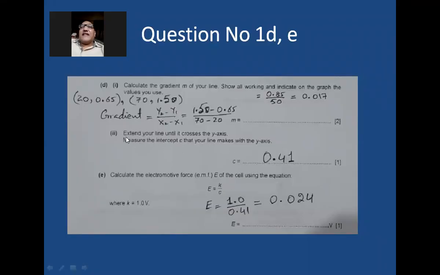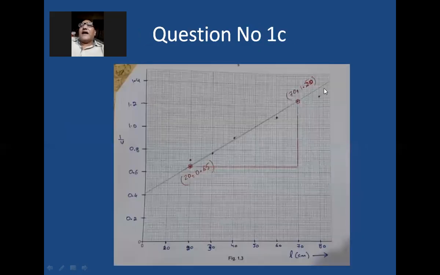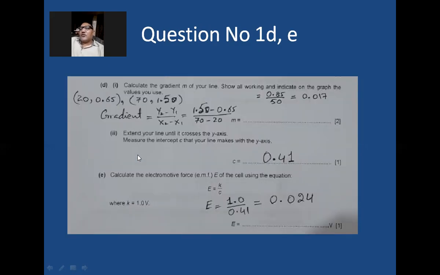And then the next question is, extend your line until it crosses the y-axis. Measure the intercept C that your line makes with the y-axis. So here we have to prolong this line until it cuts the y-axis. And wherever it cuts the y-axis, you have to check what the y-intercept is. So it's something like 0.41, I think. 0.41 will be the y-intercept.